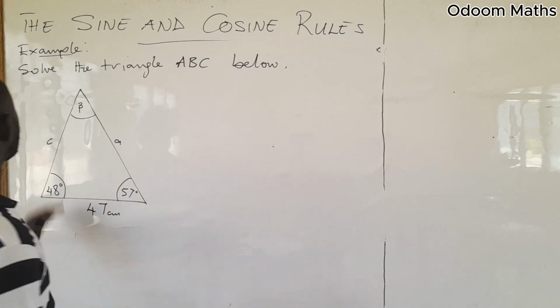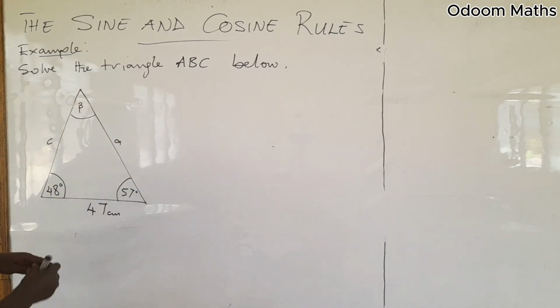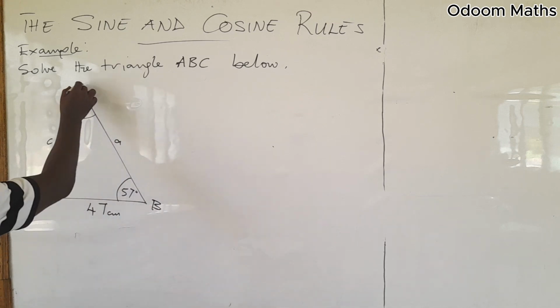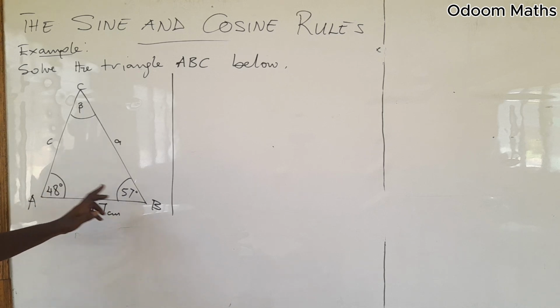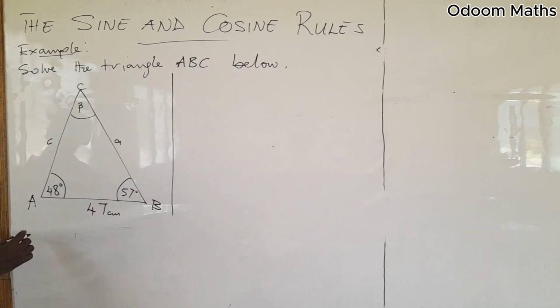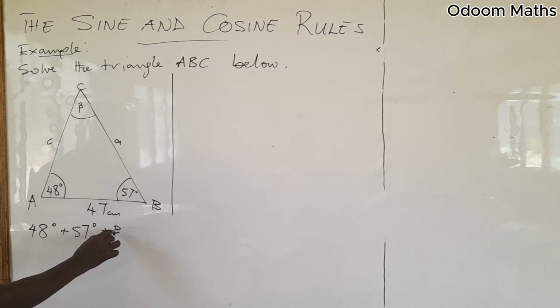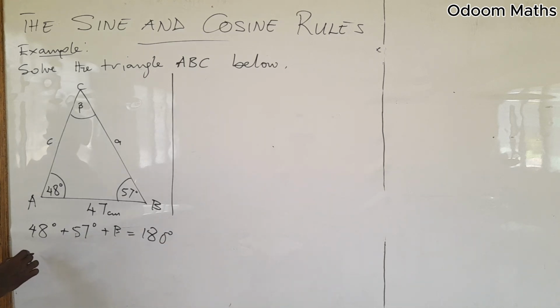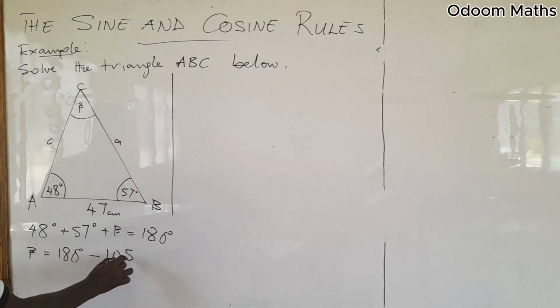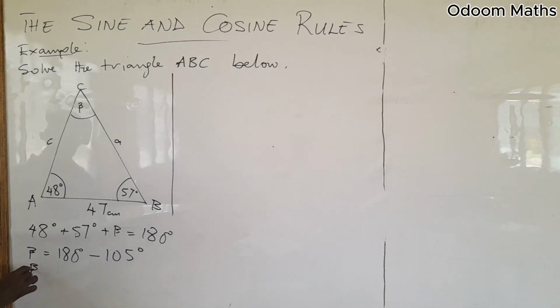Now let's look at this. Solve the triangle ABC below. Given this, we need to subtract the sum of these angles from 180 to get the remaining angle. So we can say that 48 plus 57 plus beta should be equal to 180 degrees. So beta is equal to 180 minus 105 degrees, and beta becomes 75 degrees.